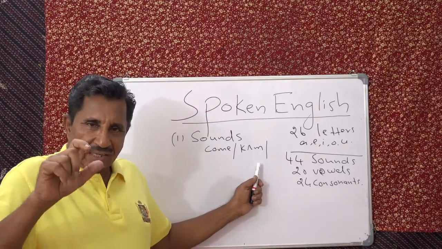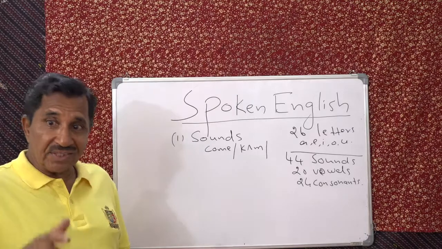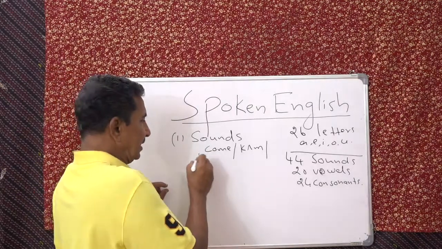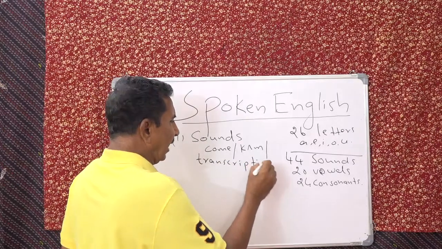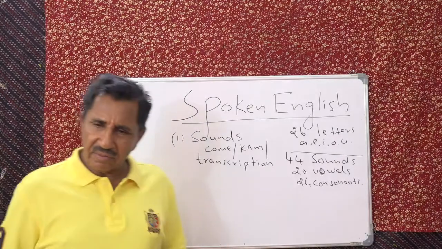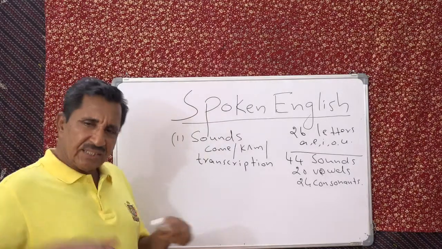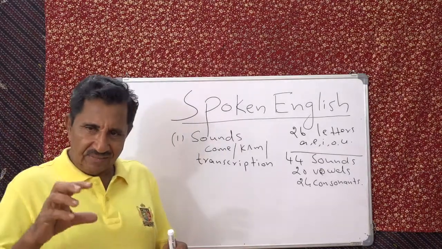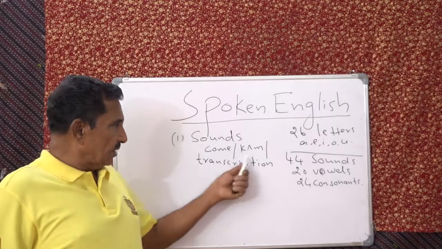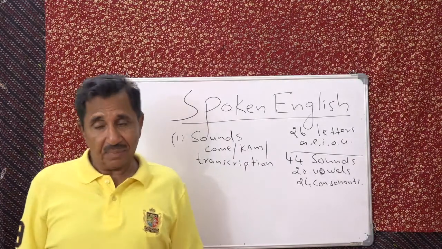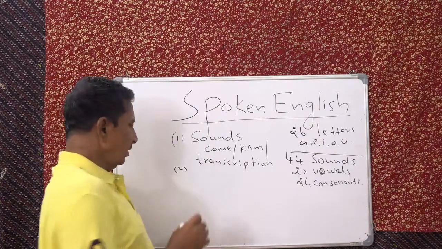When you write the pronunciation of a word using sounds, you call that process transcription. Not a very big word. Transformer, transform, electricity transformer, etc. So trans means change. Script means writing, the writing mode. So when you change the writing mode from spelling to sound, you call this transcription. Understand? Okay.